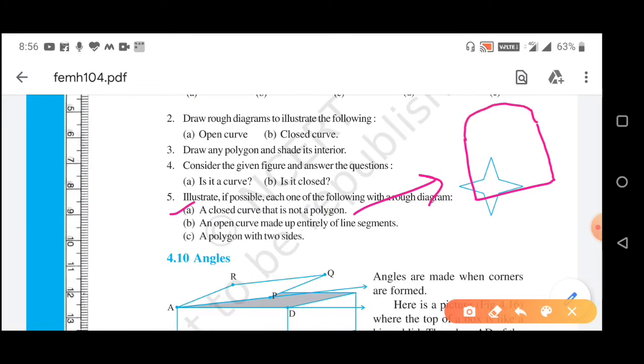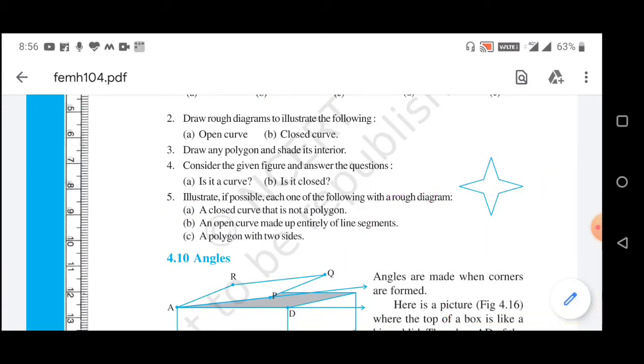So here this is a line segment, this is a line segment, this is a line segment, but this is not a line segment. This is a curved line. So it is a closed curve, but it is not polygon because of this curved line.